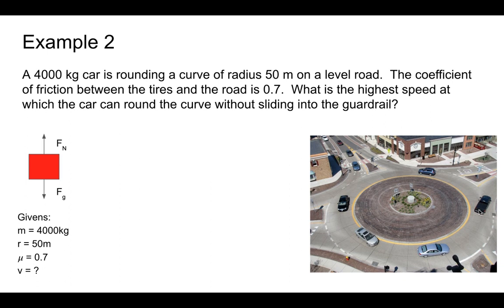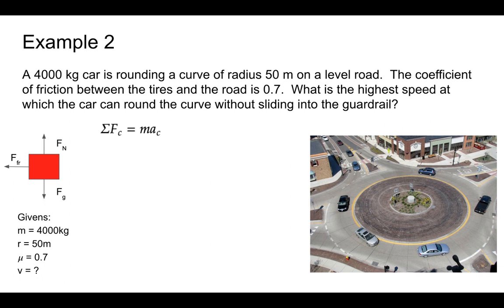So if it's rounding the curve to the left, then that means the force of friction is going to be pointed towards the center of that circle. So that is the direction of the force of friction. So again, this free body diagram is kind of from the back of the car. It's going into the page, okay? Now, I'm going to write down my Newton's second law. I get net force is equal to mass times centripetal acceleration.